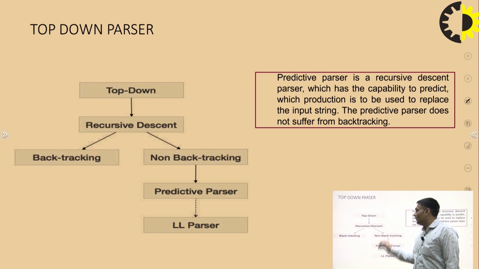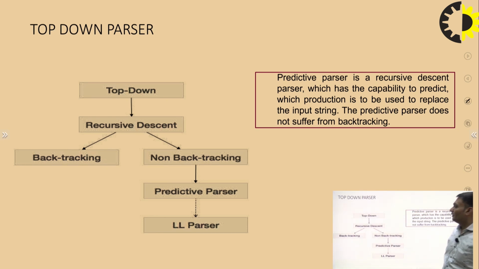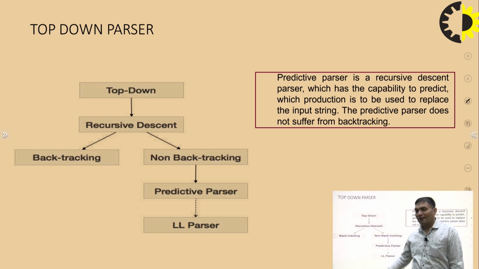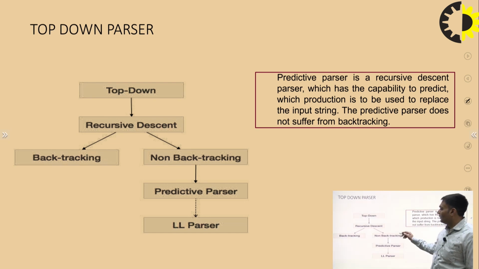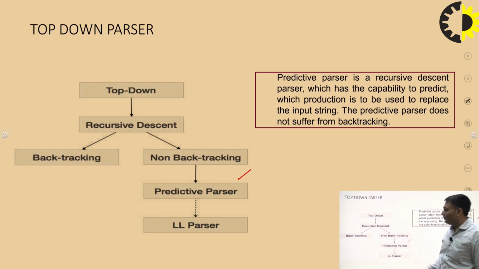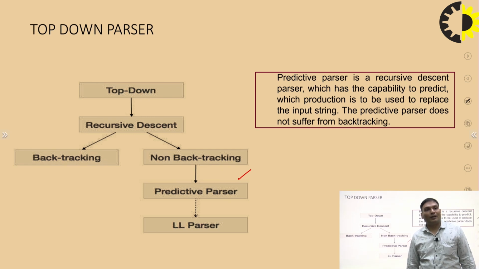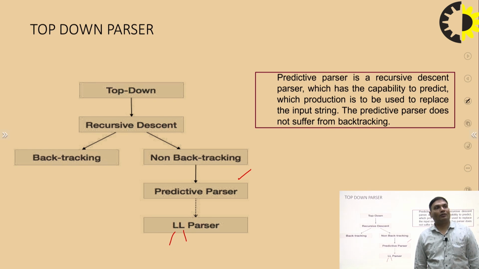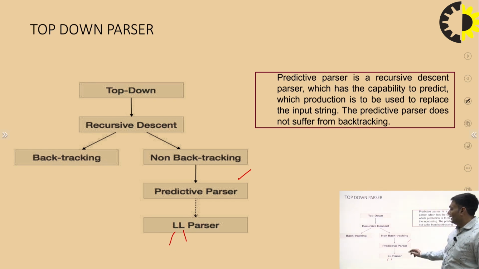So, a top-down parser can be a recursive descent parser, and recursive descent parser is further divided into two types. Either it can be solved with a backtracking approach or using the non-backtracking approach. The non-backtracking approach is further generalized into the predictive parser, and the predictive parser is a kind of LL1 parser. Here the first L is left to right, and the second L is leftmost derivation. So, left to right, leftmost derivation is called an LL parser, or it is a kind of predictive parser.